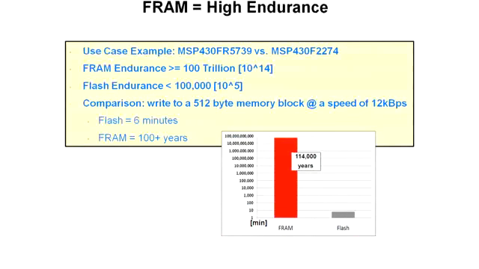As far as endurance goes, again using the same two parts, the FRAM endurance is greater than 100 trillion writes. Flash endurance is typically around 100,000. So as a comparison, you might write to a 512 byte memory block at a speed of 12 kilobytes per second, a fairly reasonable thing to do. If you were to do that in that same block with flash, you'd be able to write 100,000 times in about 6 minutes, which would use up that flash. For FRAM, it would take over 100 years. In fact, a lot more than 100 years in order to do that.